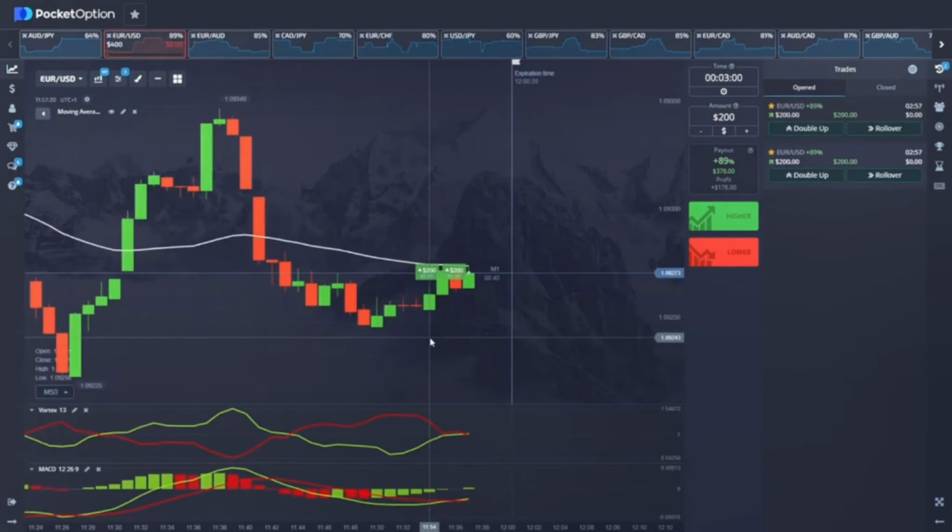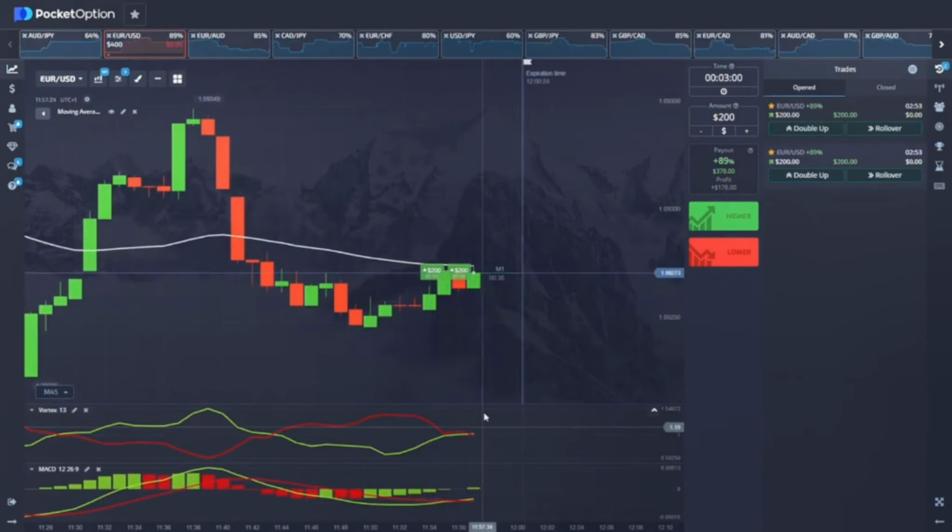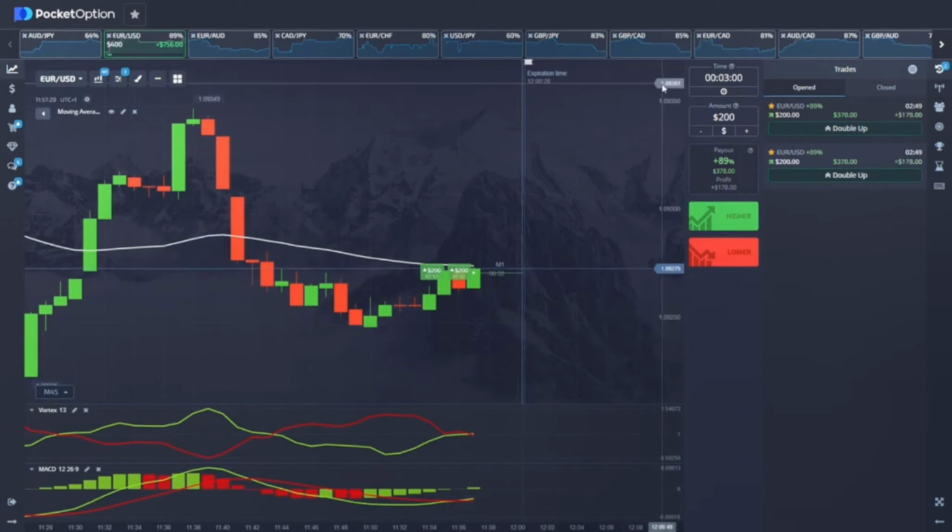Here we are taking an early entry for buy trades, and the entry conditions are as follows. The green line of both the MACD and the vortex indicator should cross the red lines upward for the entry to be confirmed.